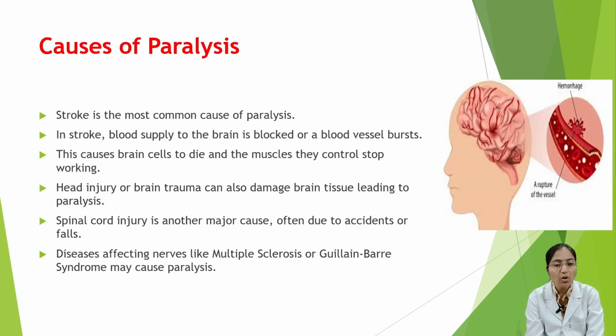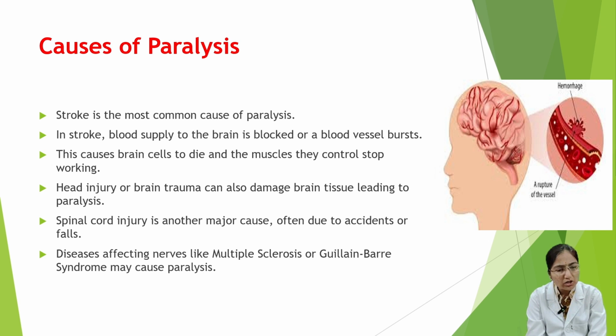Next, we'll see the causes of paralysis. Stroke is the most common cause of paralysis. Stroke is first and foremost the cause leading to paralysis. In stroke, blood supply to the brain is blocked or a blood vessel bursts. This causes brain cells to die and the muscles they control stop working.